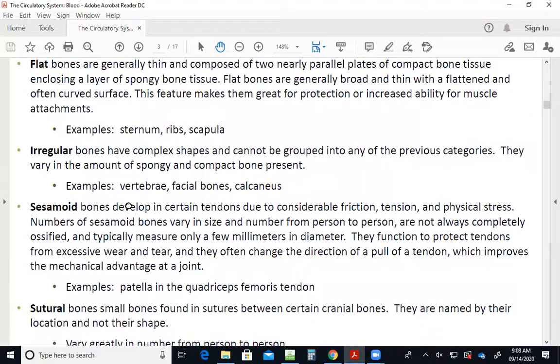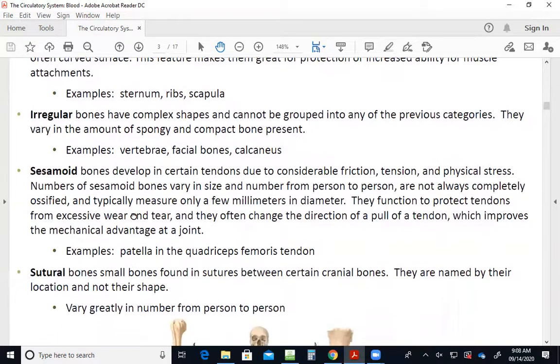Flat bones, these are the other type that we talked about the other day, generally thin, composed of two nearly parallel plates of compact tissue, enclosing a thick layer of spongy bone. They're generally broad and thin with a flattened and often curved surface, which makes them great for protecting or increasing ability for muscle attachment. Sternum is your breastplate. Ribs, we all know what ribs are. What about your scapula? Your shoulder blade.